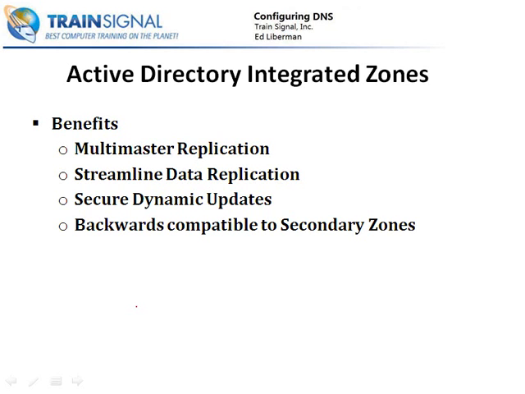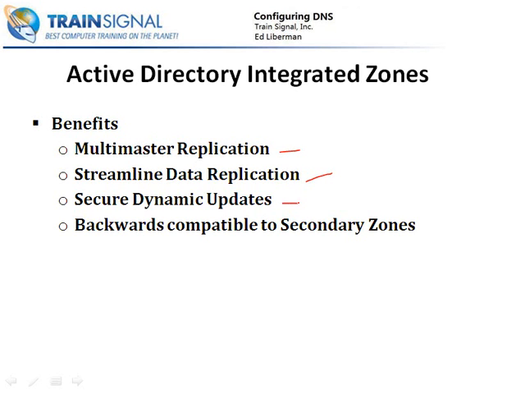Active Directory integrated zones has many benefits. One of them that I mentioned a moment ago is the multi-master replication. We no longer have that single master, so we don't have a single point of failure anymore. We have streamlined data replication because instead of having a DNS database to where replication is traveling around to the different DNS servers and an Active Directory database where replication is traveling all around, we now have put both the DNS and Active Directory databases together and replicate them all together as one.